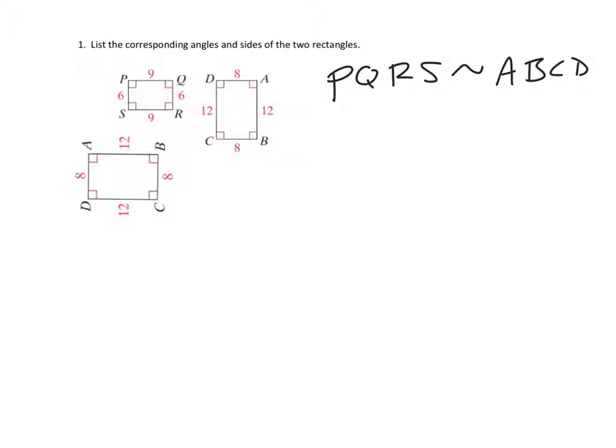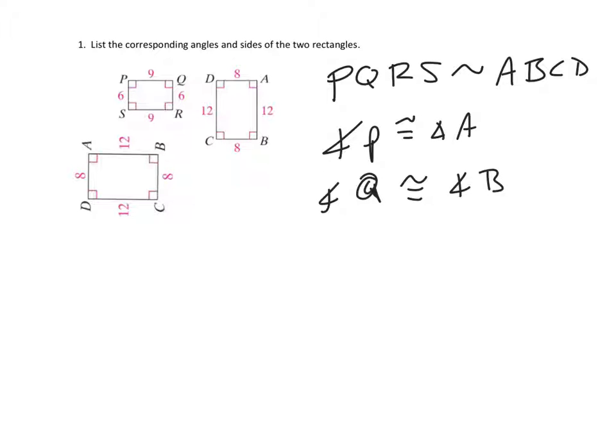So this is just a list. I'm not making you find the proportions. List the corresponding angles and sides of the two rectangles. And again, we know that order matters. So let's start with angles, okay? We know that angle P matches, we can say congruent, right? Angle A. We can say angle Q is congruent with angle B.